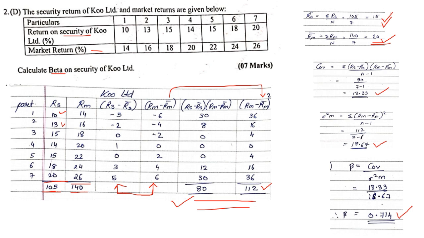So this is how you have to solve the sum based on calculation of beta. So you can go through it once. You can even note down the formulas, important formulas, simple formulas.